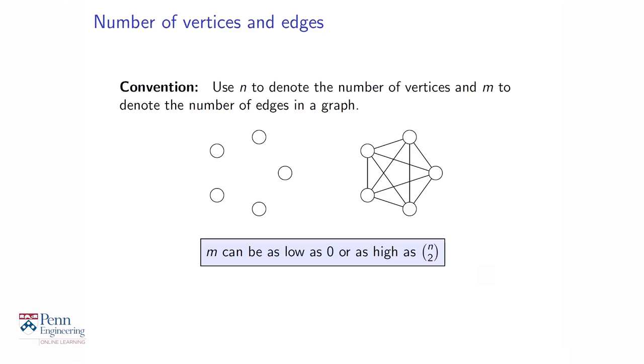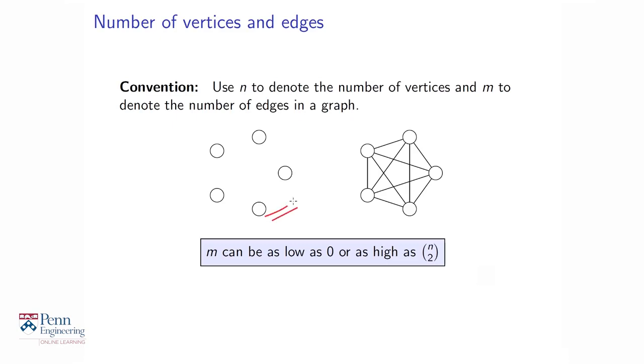Well, it could have 0 edges. Basically, that would be a graph consisting of a bunch of vertices all by themselves, isolated points or isolated vertices. So on the left here, we have a graph with 5 vertices and 0 edges.